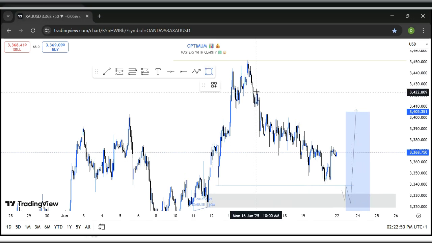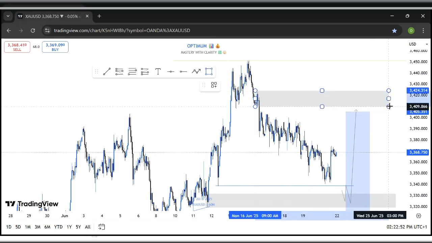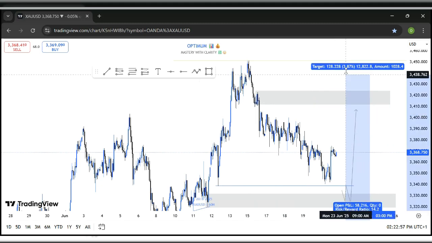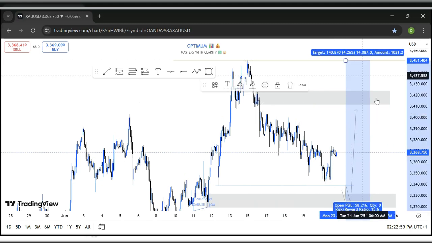So once I see the confirmation, I will now know what to do. The same thing comes in. I just mark the zone and then I put it in mind. But apart from that one, I'm targeting this high, which is a 1:15 from here.